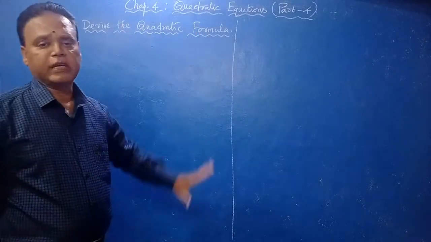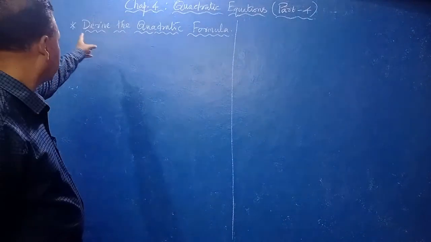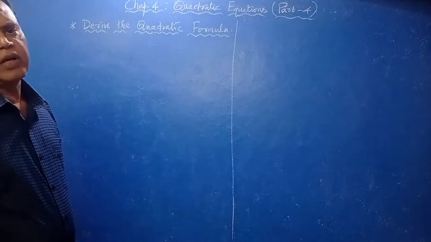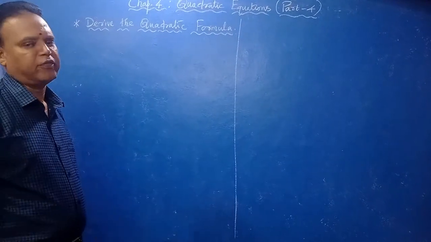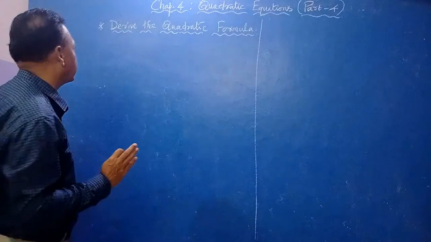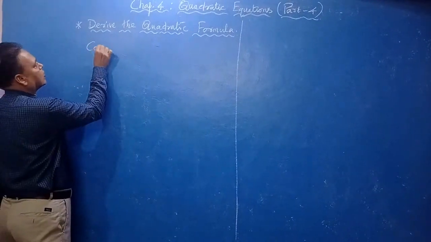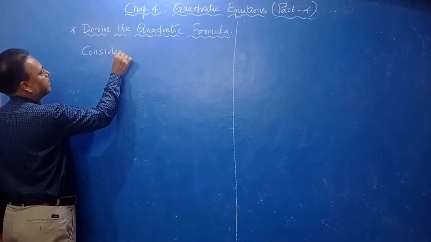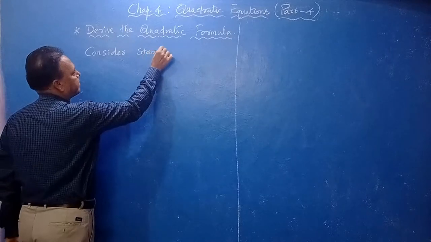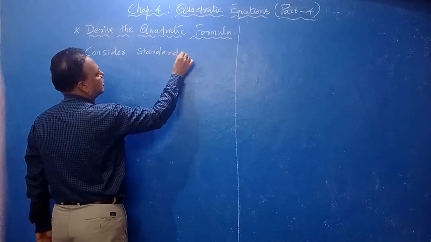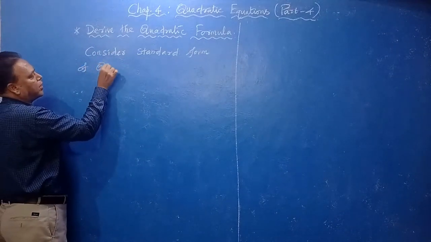Chapter 4, quadratic equations, part 4. We are going to derive the quadratic formula, the derivation of the quadratic formula. For that you should consider the standard form of the quadratic equation.